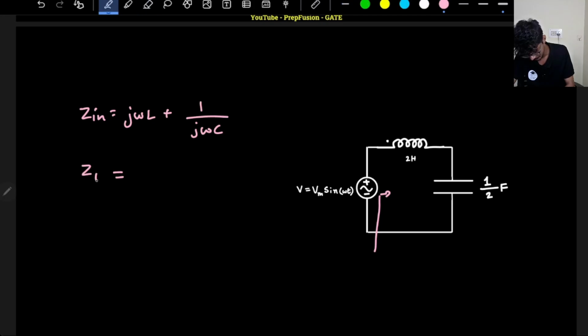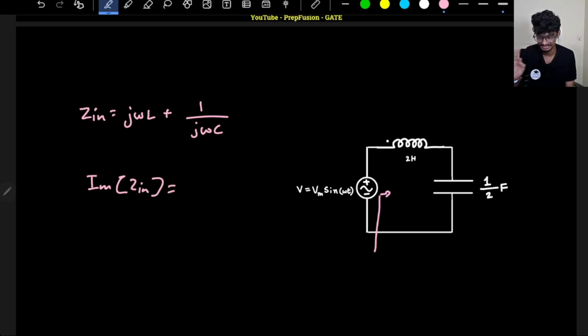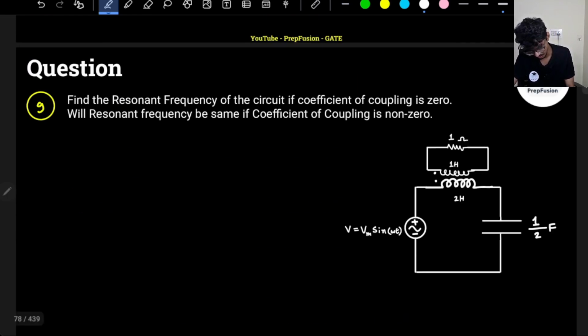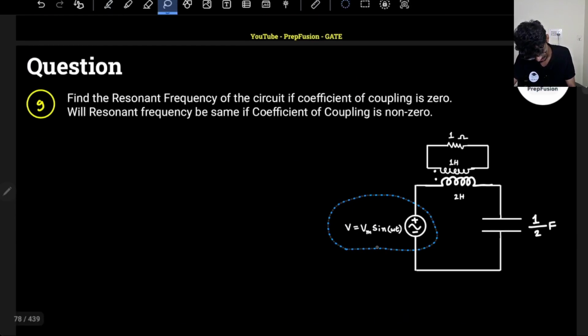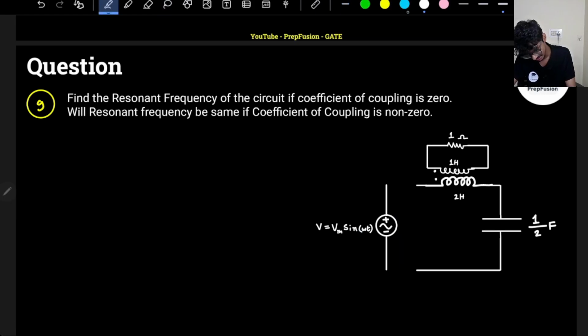For resonance condition I have to make Zin equal to 0. If it goes to 0, then current will be infinity, but we are not discussing that right now. We have to make the imaginary part 0. If we want to improve this circuit, instead of this non-ideal case, let's keep a resistor, because I know you will go mad and I don't want you to go mad. Let's keep the 1 ohm here.